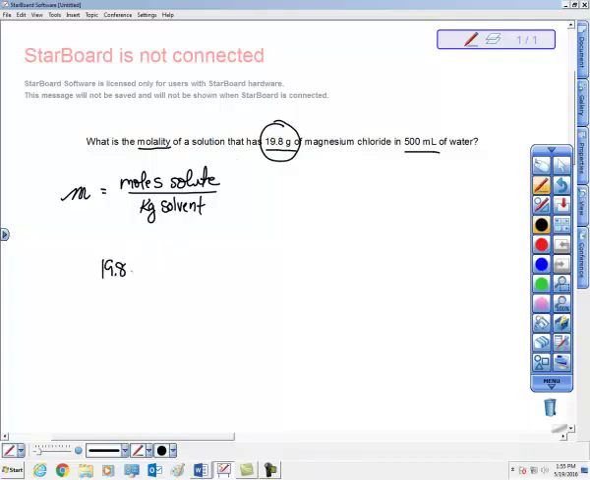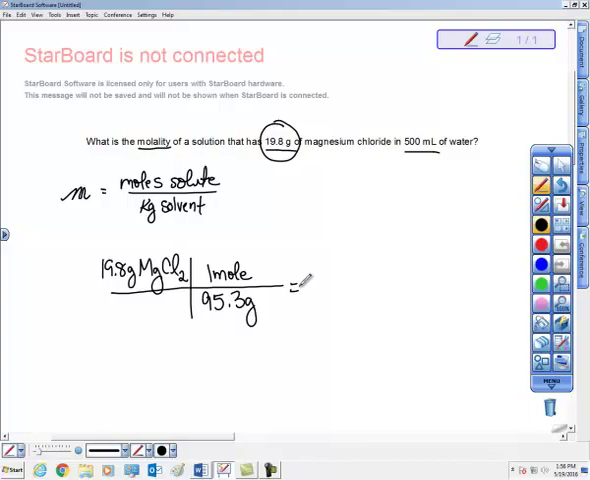So I'm going to take the 19.8 grams, and we need to do some formula writing. So you need the formula so you can get your molar mass. Magnesium has a positive 2. Chloride has a negative 1. So this should be MgCl2. I'm going to convert this to moles because I need my solute in moles. Magnesium's molar mass is 24.3. Chlorine is 35.5, and there's 2 of them. I got 95.3 grams per 1 mole.